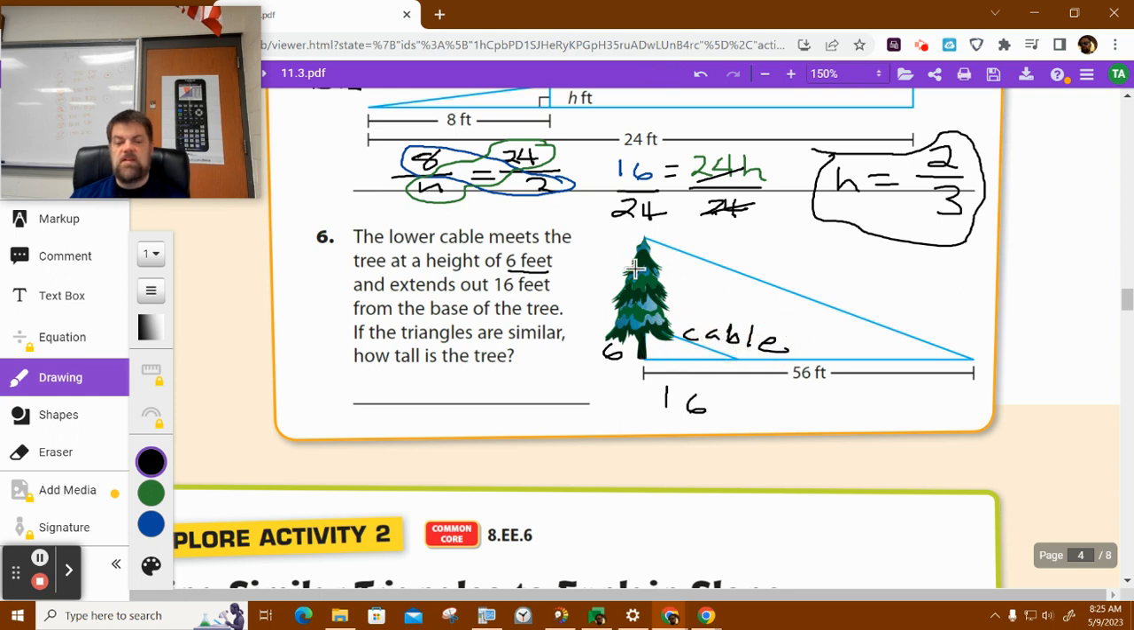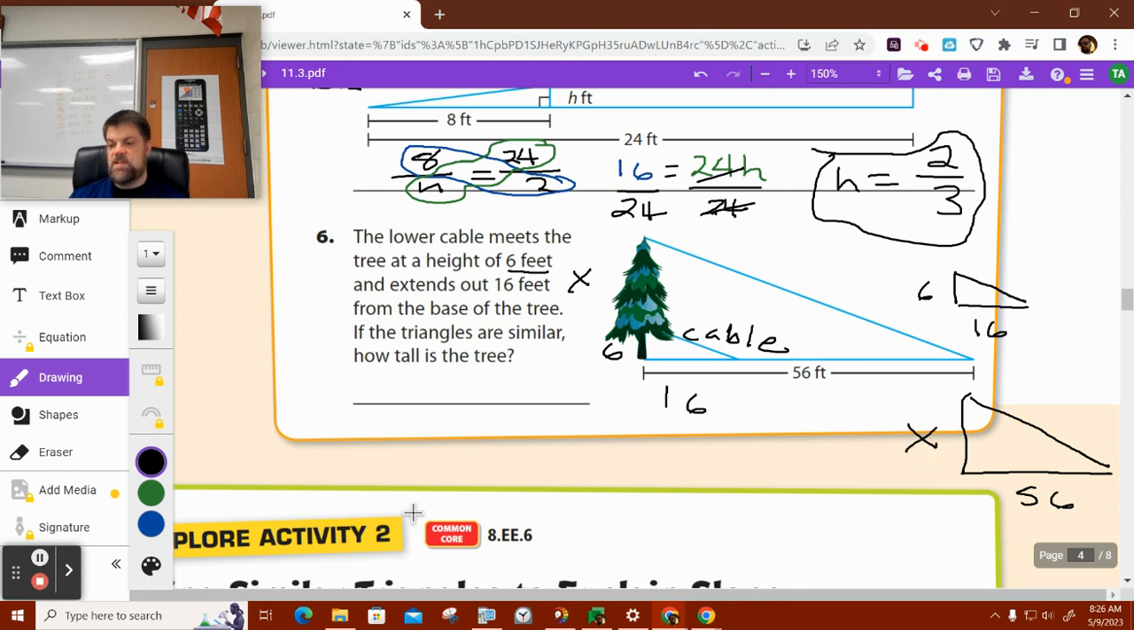I think. Let me see. A cable meets the tree at a height of 6 feet and extends out 16 feet from the base. If the triangles are similar, how tall is the tree? So we want to know how tall the tree is. In other words, we've got one tiny triangle that has the proportions 6 and 16. And then we have a much larger triangle that this is 56, and we don't know what this is.